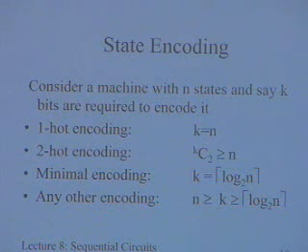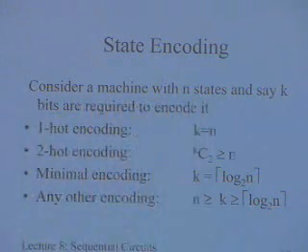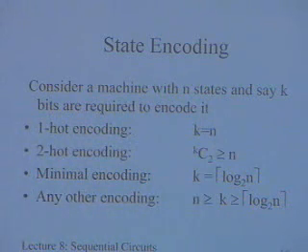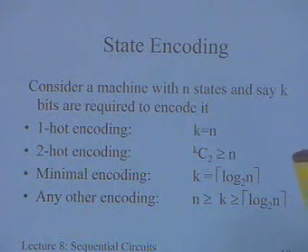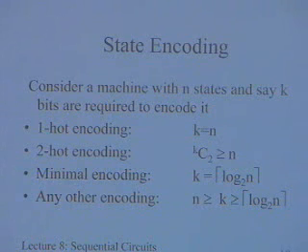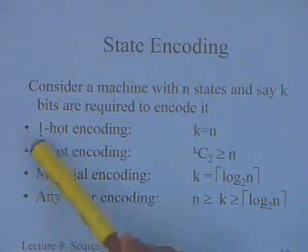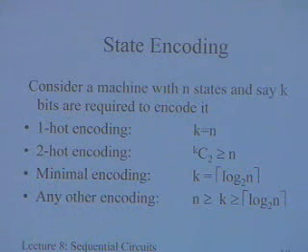Here I am considering four different possibilities of doing this encoding. Consider a machine with n states. Let us say I know the value of n. This is the number of states I have in my state diagram. And say k bits are required to encode it. Now of course, what is the range of values of k? This is what I am going to talk about over here.